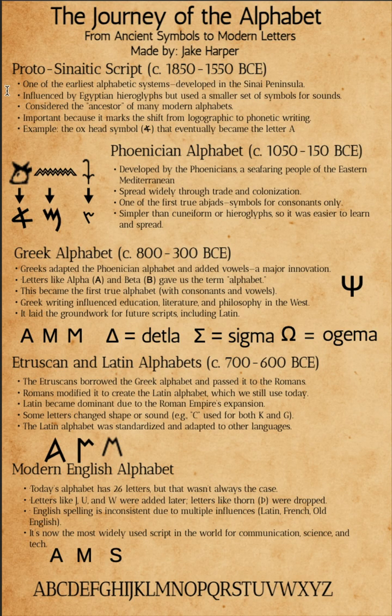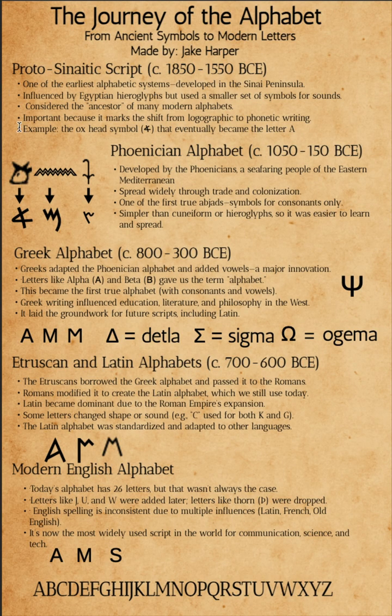This is one of the earliest alphabetic systems, developed in the Sinai Peninsula. It was influenced by Egyptian hieroglyphs, but it used a smaller set of symbols or sounds. The Proto-Sinaitic script is considered the ancestor of many modern alphabets. It's very important because it marks the shift from logographic to phonetic writing. So instead of just being a symbol, we're starting to see a trend in sounds and letters almost.